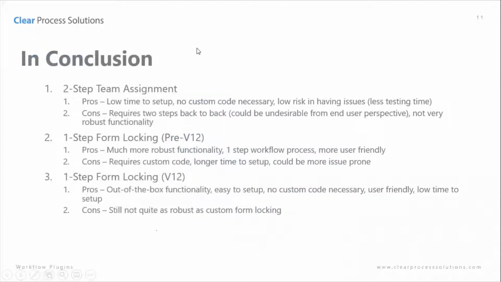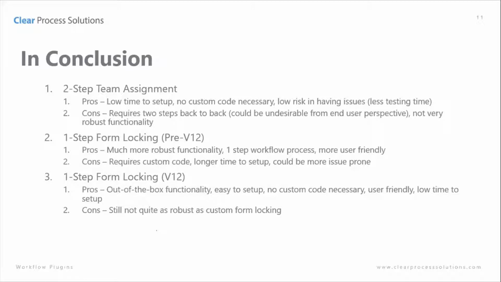So in conclusion, I have a list of pros and cons here. The two-step team assignment pros are low time to set up, no custom code is necessary, low risk in having issues and less testing time because there's no custom code. The cons are that it requires 2 steps back to back, which can be undesirable from an end user perspective because it's a little convoluted, could be confusing. And the functionality isn't very robust. You know, there's no showing and hiding or anything. It's just showing you read-only data, you accept the task, and then it's giving you another task with not read-only data.